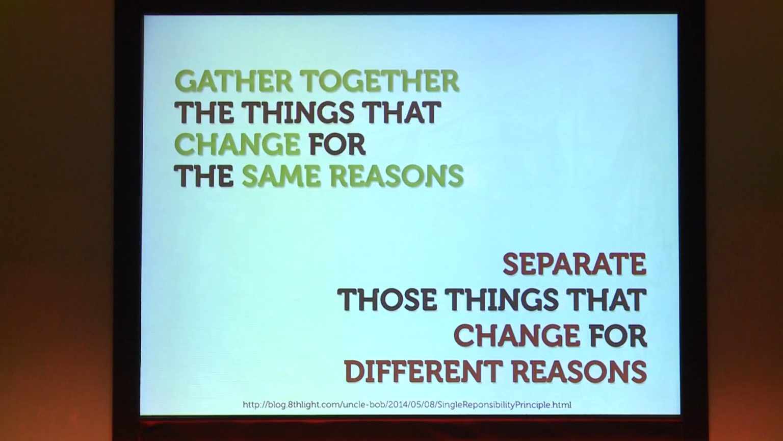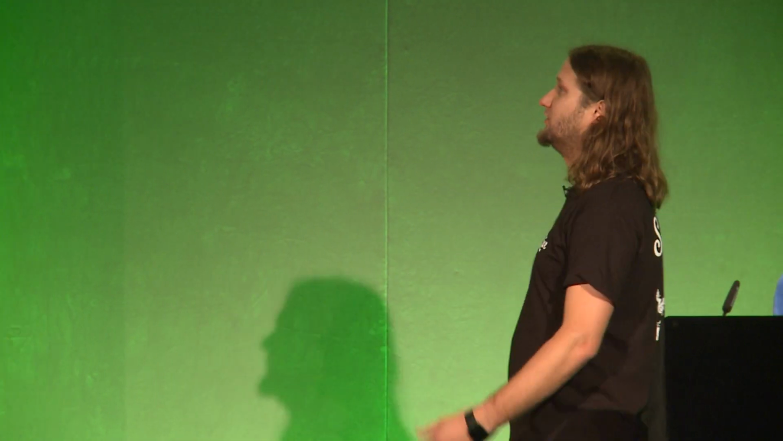So the idea is to gather together the things that change together. What we put in a method, that's on multiple levels. You can look at it at the method level, the class level, the package level, the component level, right? We gather together things that don't change together. Simple violation like that.